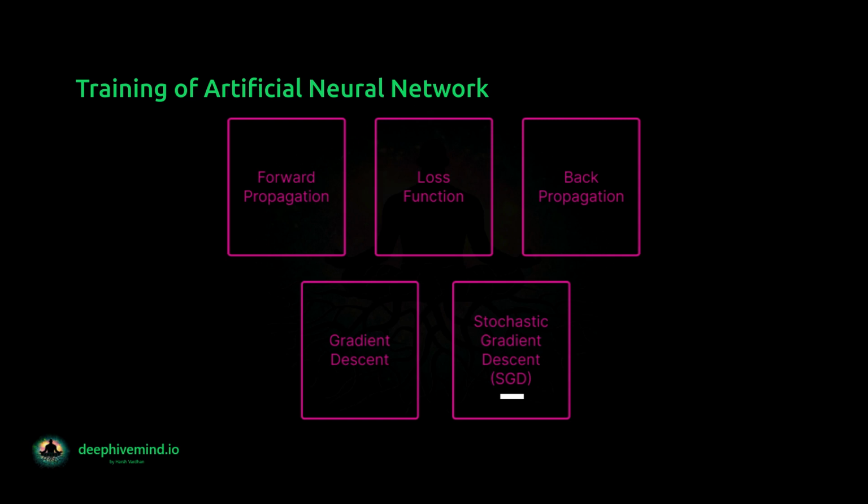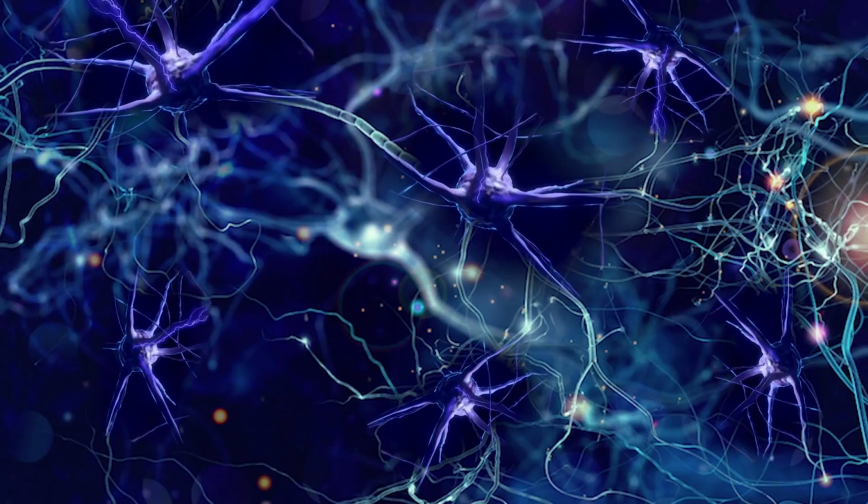Once the training is done, the network can be used to make predictions on new data by passing the input through the network and getting the output from the output layer.